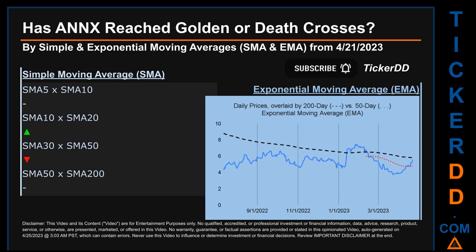Continuing with SMA, we looked across the 5 to 10, the 10 to 20, and the 30 to 50-day ranges to see if golden and death crosses had been reached. We found golden cross signal for the 10 to 20. We found death cross signal for the 30 to 50. We could find neither golden cross nor death cross signal for the 5 to 10, the 50 to 200.